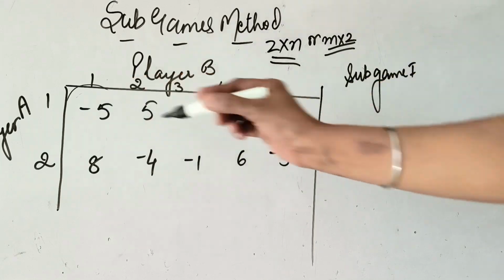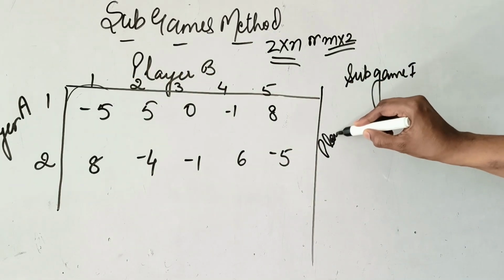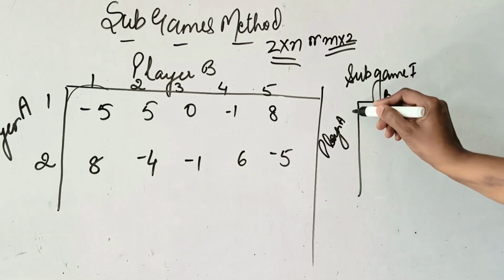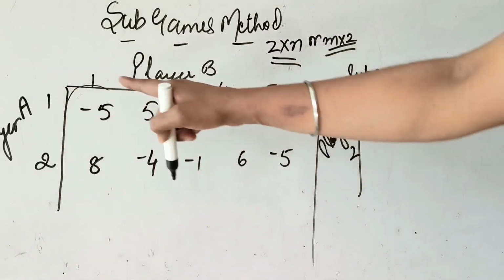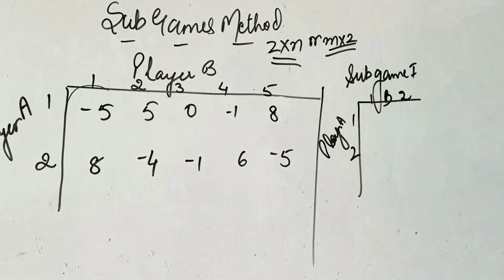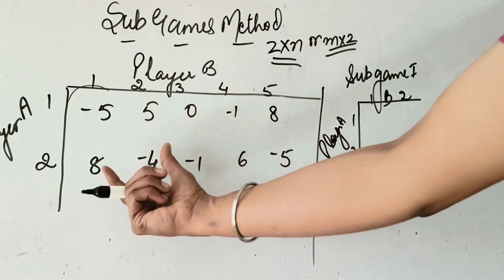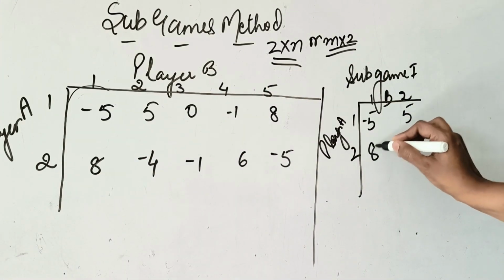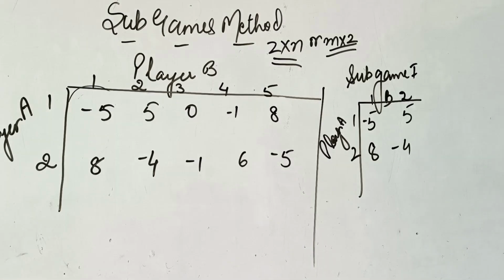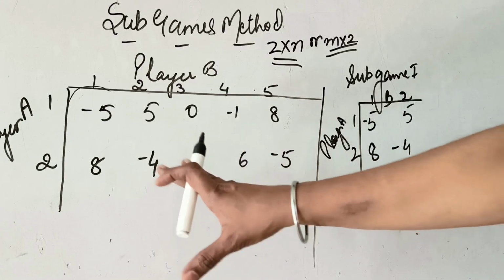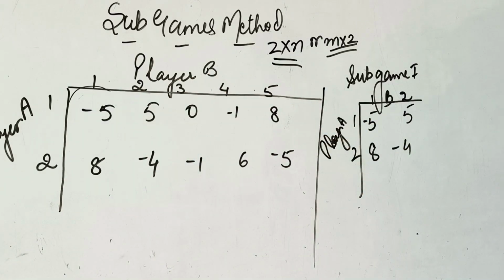So what we will do is we will take player A on this side, player B on the above, and 1, 2, because player A has only two strategies. So I am choosing now the first and second strategy of player B. Instead of taking the full question, I am taking the first two strategies. So -5, 5, 8 and -4. This is my first subgame. It means you have to extract 2 by 2 subgames from the full question, as many subgames as possible. Right? So how we will solve this?